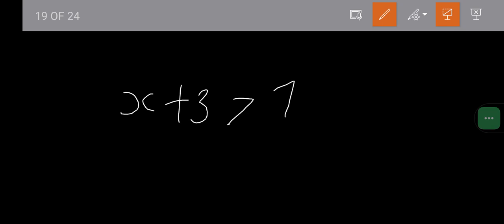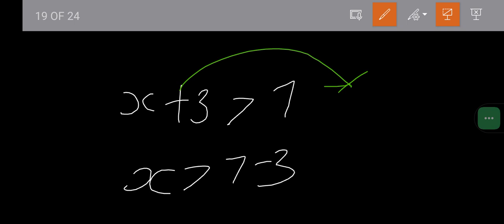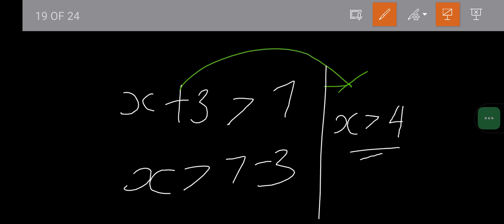Now, all I need to do is move this big guy here, and I'll be left with what? x greater than 7 minus 3. Therefore, x is greater than 4. And that is my answer. That is quite easy, isn't it? It's a simple mathematical arithmetic. Just think of the inequality as an equal to sign, and you have no problem.